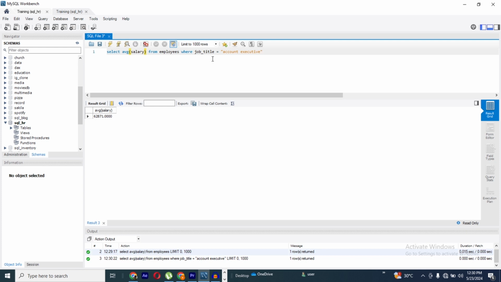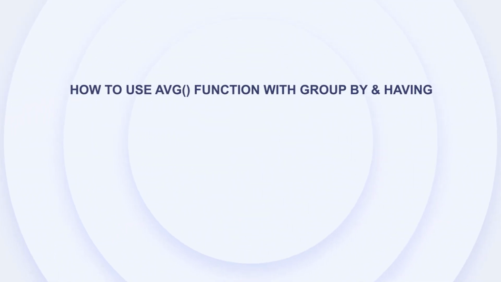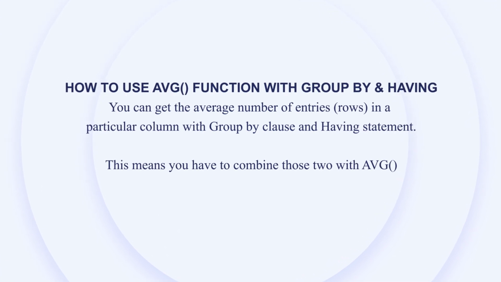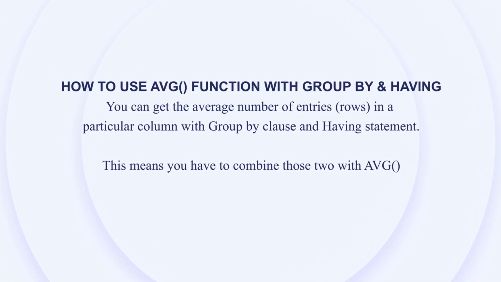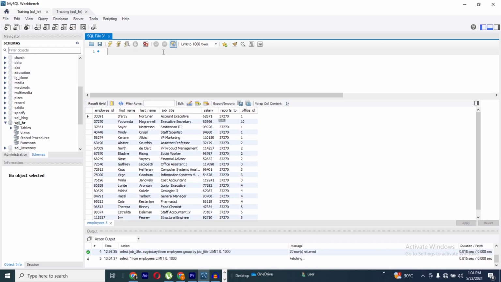Aggregate functions are very powerful. They can be used on their own or with our WHERE clause. So right now we've achieved getting the average salary of account executive from our job title column in the employee table. Now let's talk about how to use the average function with GROUP BY and HAVING clauses. You can get the average of entries in a particular column with the GROUP BY clause and HAVING statements. This means you have to combine those two with the average function. Now let's try some examples.